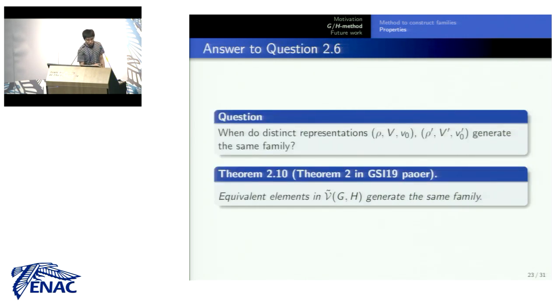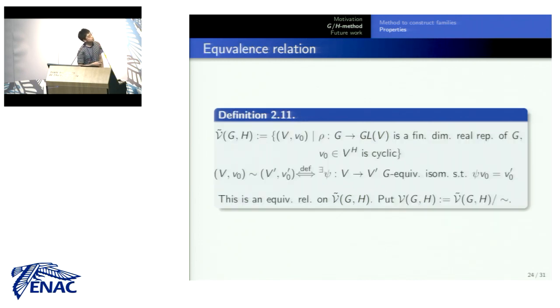The next question: we gave an answer to the second question as in Theorem 2.10. We define a natural equivalence relation. Then we show the equivalent elements generate the same family. Here is the definition of the equivalence relation.